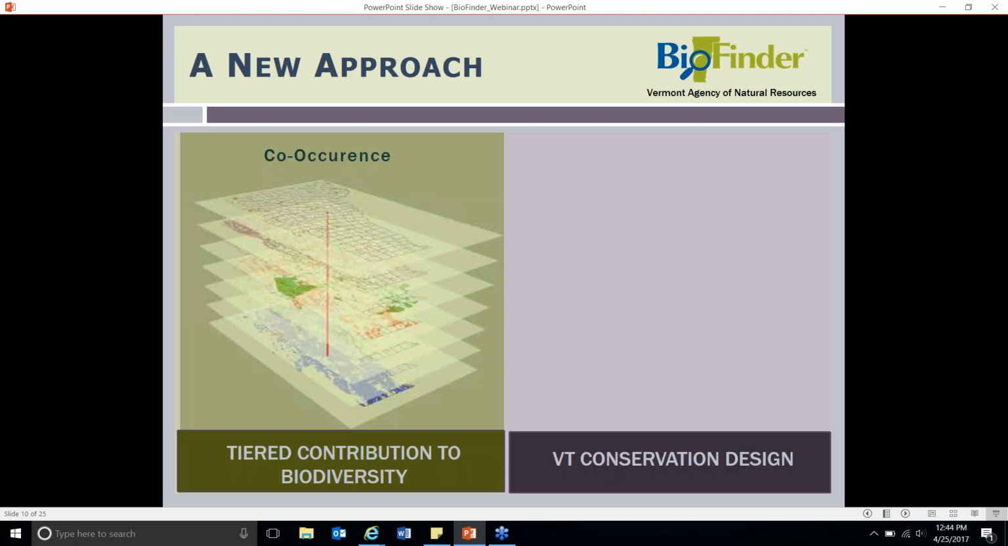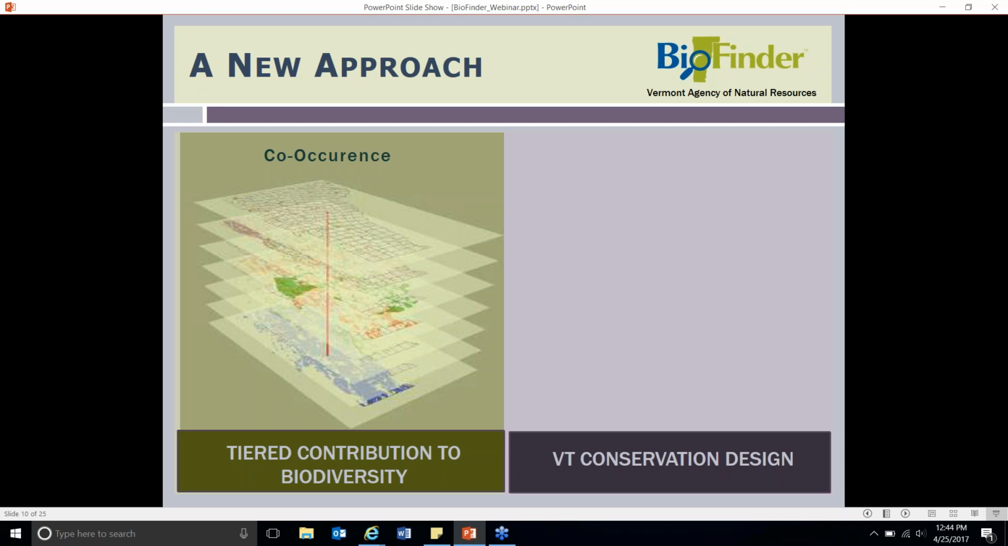Now, if you have used BioFinder in the past, our look at prioritizing the landscape has changed gears. And now, if you haven't used BioFinder in the past, this is still for you, because really this shift in our focus in our means of prioritizing reflects a shift in how we do conservation.